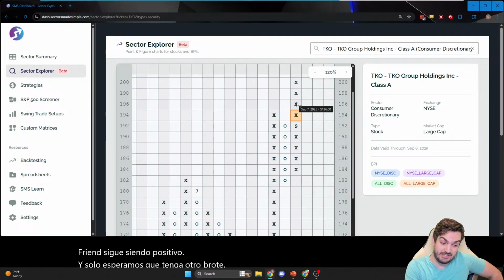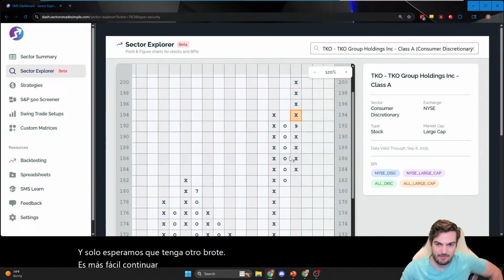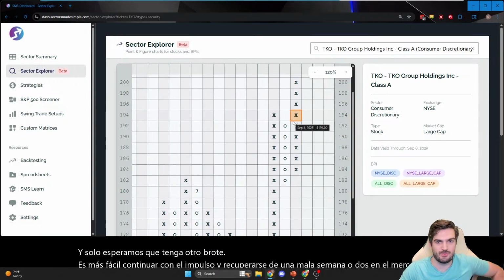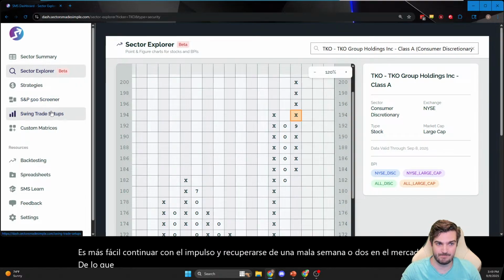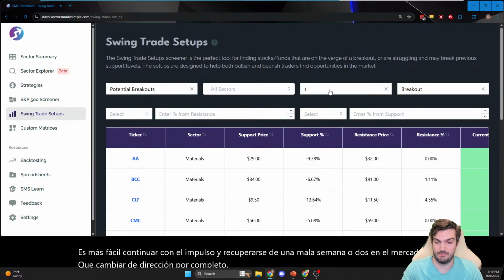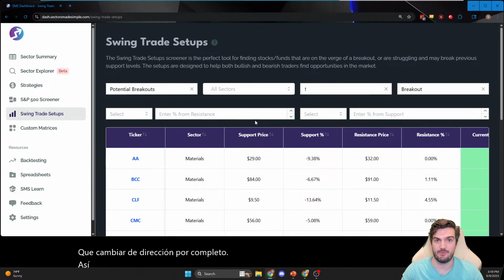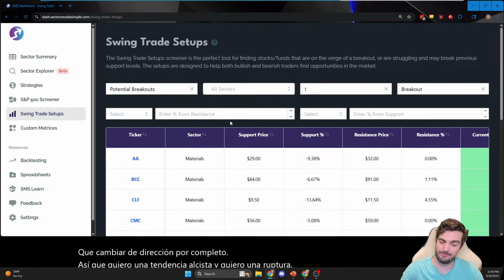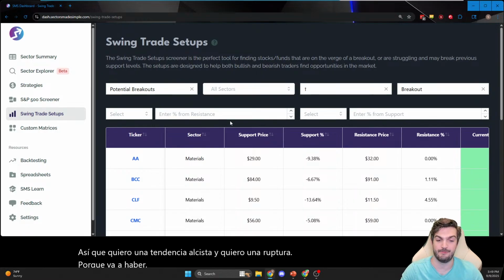It's easier to continue the momentum and bounce back from a bad week or two in the market than it is to change directions entirely. So I want uptrend and I want breakout, because there's going to be hopefully less resistance with confirming a breakout than there would be if it's trying to create a brand new buy signal.